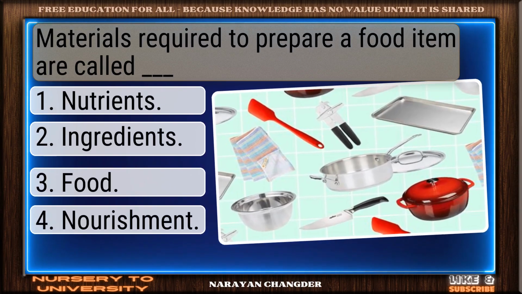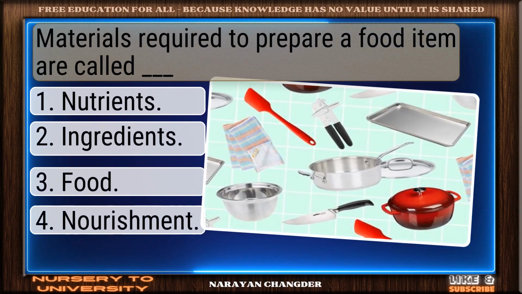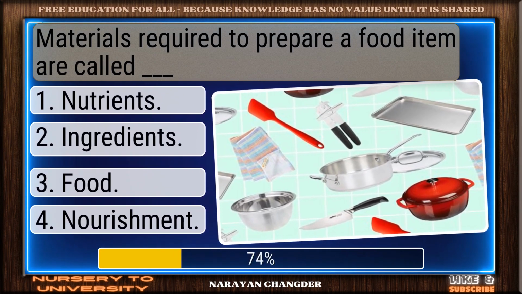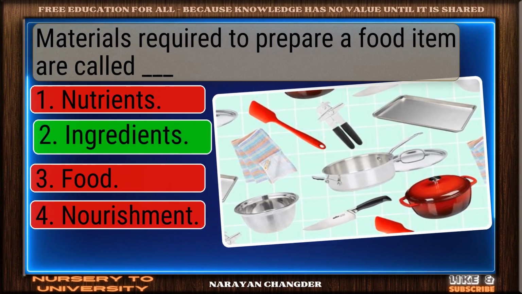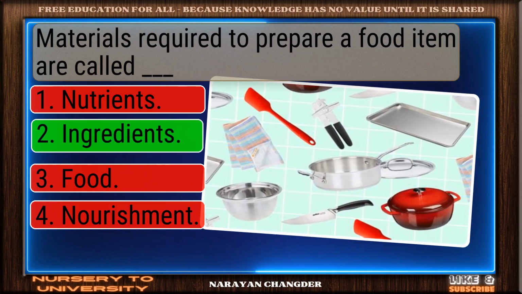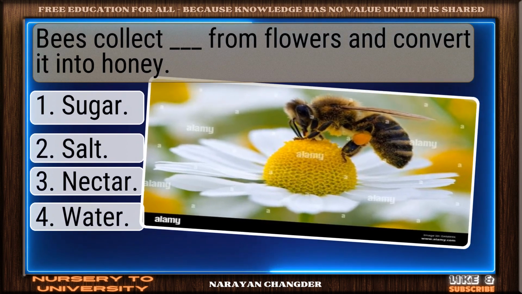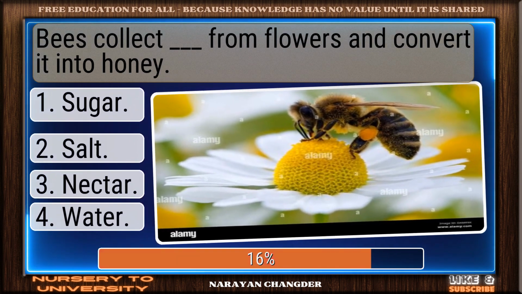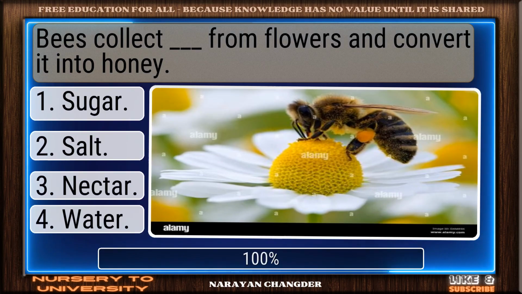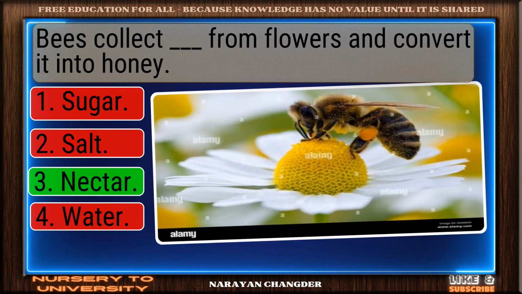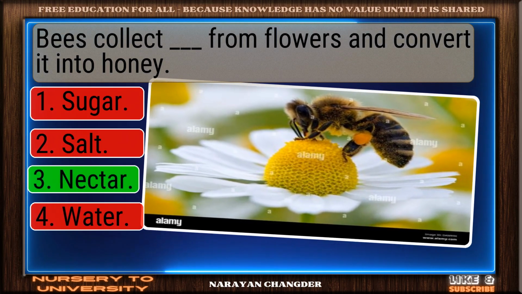Materials required to prepare a food item are called dash. Good job. Your answer ingredients works well here. Bees collect dash from flowers and convert it into honey. You're right. Nectar is the correct answer.